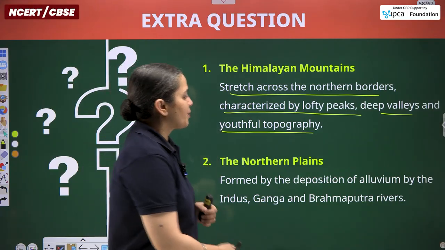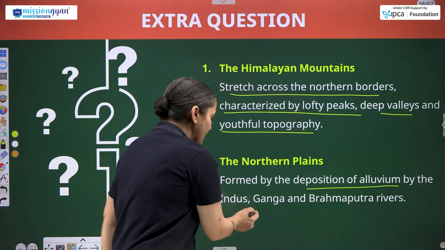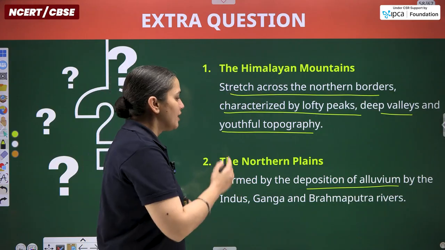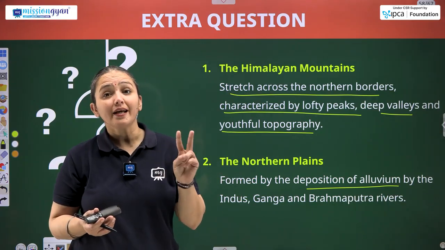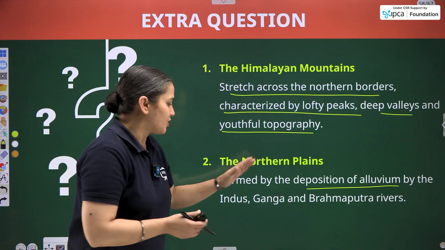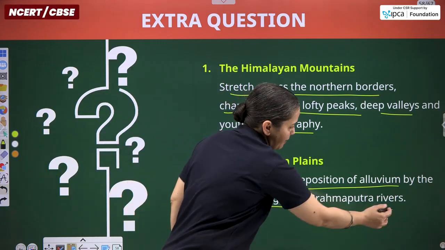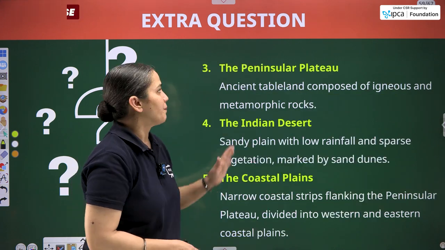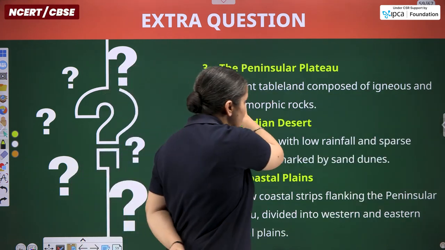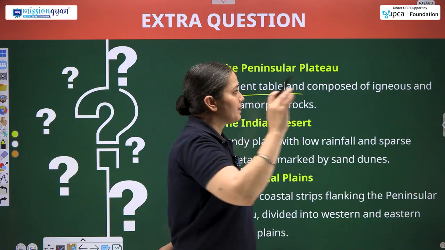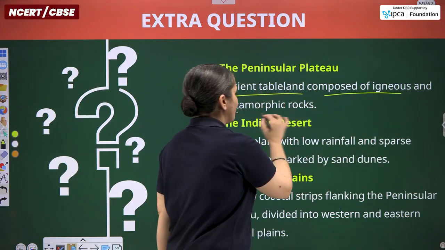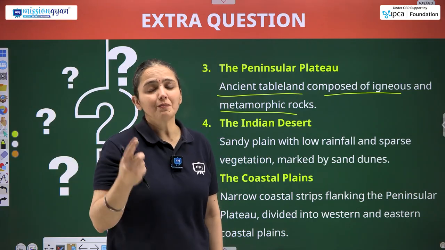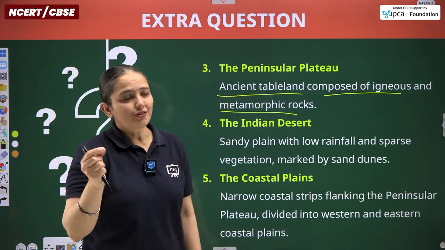The northern plains are formed by the deposition of alluvium by the rivers that brought the alluvium along with them. Alluvium comprises silt, clay, sand. I have already told you that. These rivers are particularly the Indus, Ganga and Brahmaputra, 3 major rivers that form the northern plains of India. The peninsular plateau is an ancient tableland, a stable zone composed of igneous and metamorphic rocks only. There is no third type of rock, sedimentary, because it is a bit softer than these 2 types of rocks.